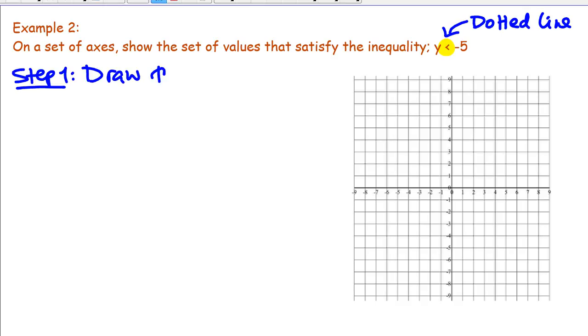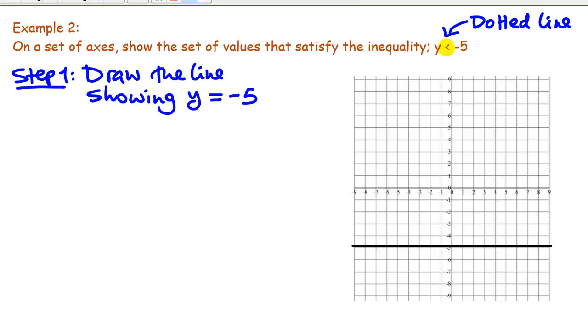So draw the line showing y is equal to -5. So y is equal to -5. That will be a horizontal line passing through -5, just about there. So just get it right. Okay, so somewhere around there. And it's actually good to label it. So y is equal to -5.